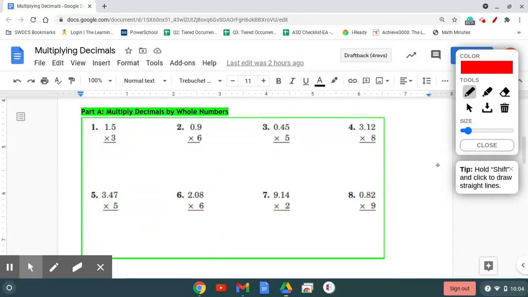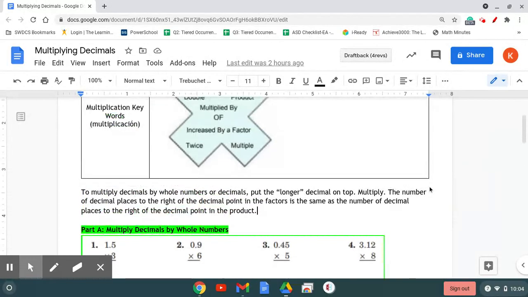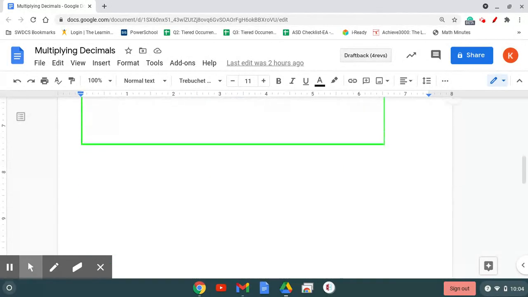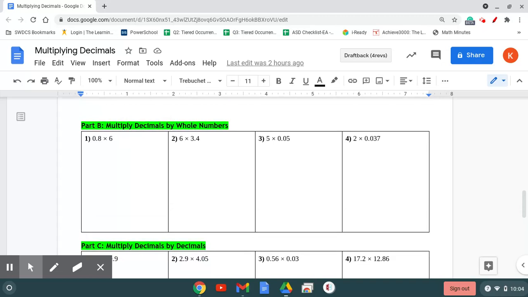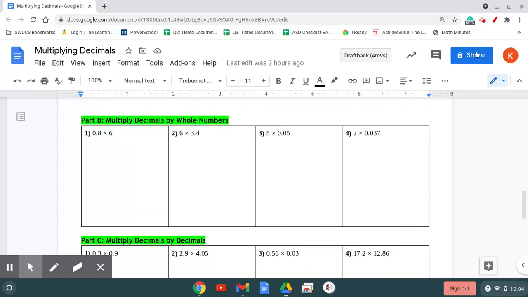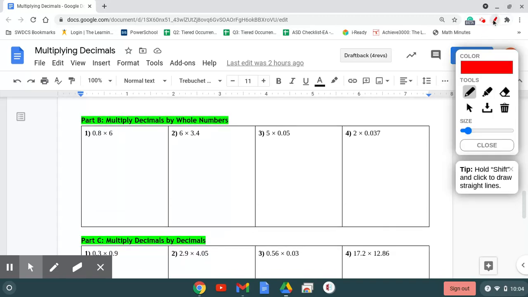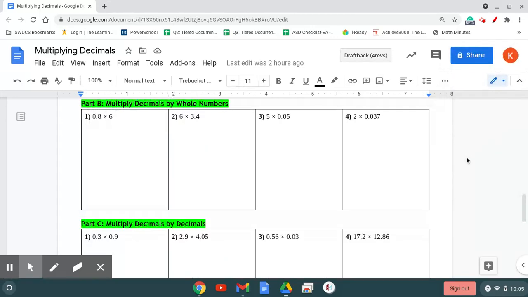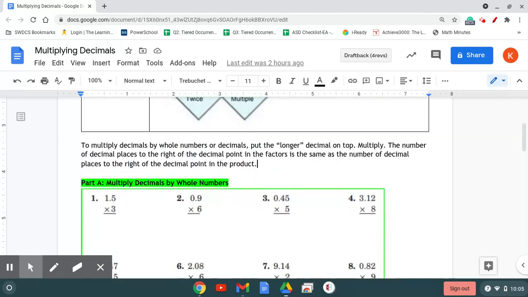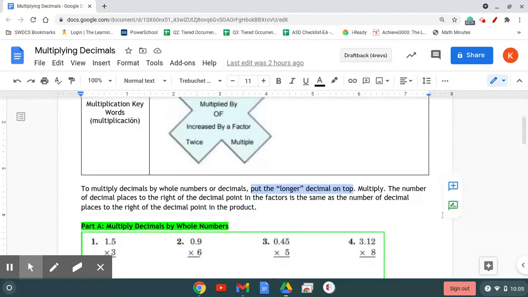All right, let's scroll down. Go ahead and turn your paper over. We're going to do 1 through 4 on this page today. So now they don't have the problem set up for us. So we have to remember, how do we set up these problems? Well, if you look back on the other side of your paper, it says put the longer decimal on top. So the decimal that has the most digits goes on top.